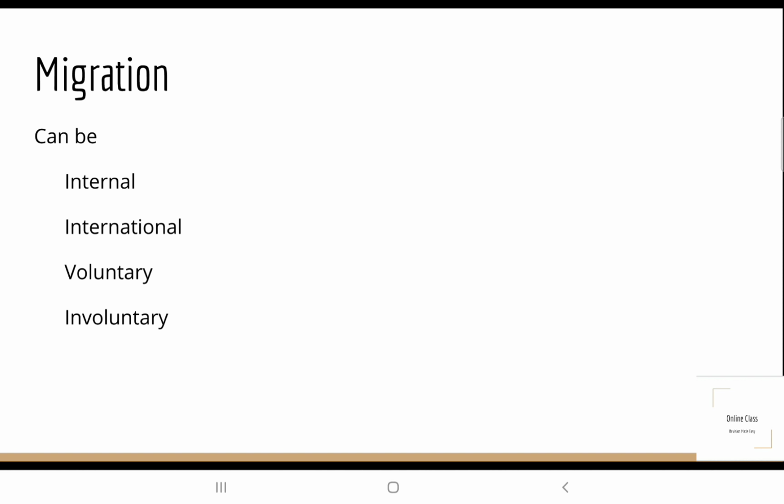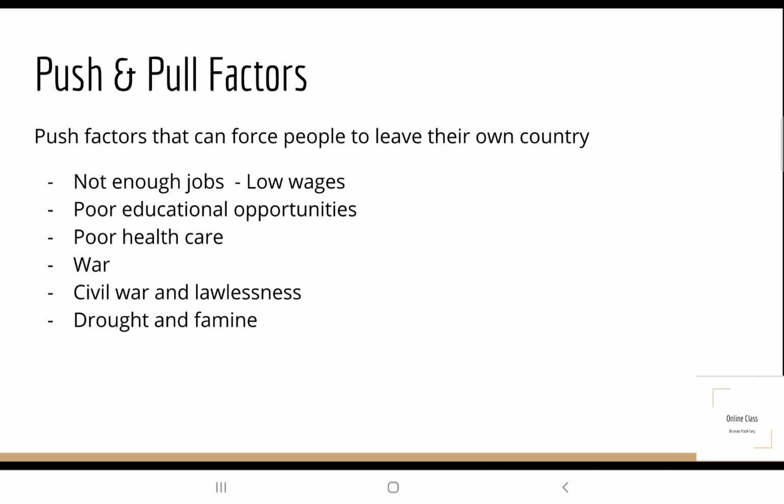And migration can be summarized. The reasons why people might migrate are often described as push and pull factors. Push factors are factors that force people to leave their own country. The main reasons are economic. There are not enough jobs or there are low wages, poor educational opportunities, poor healthcare, war, civil war and lawlessness, or drought and famine.